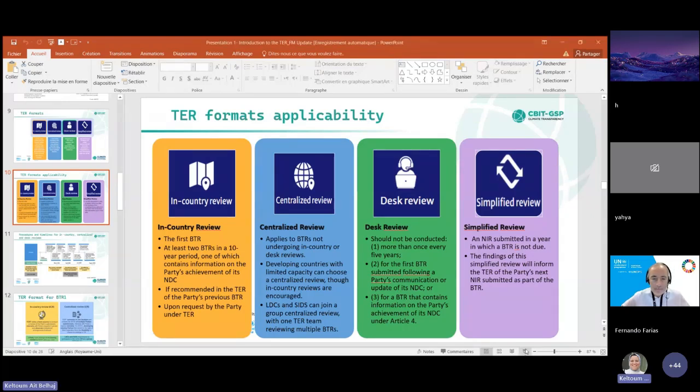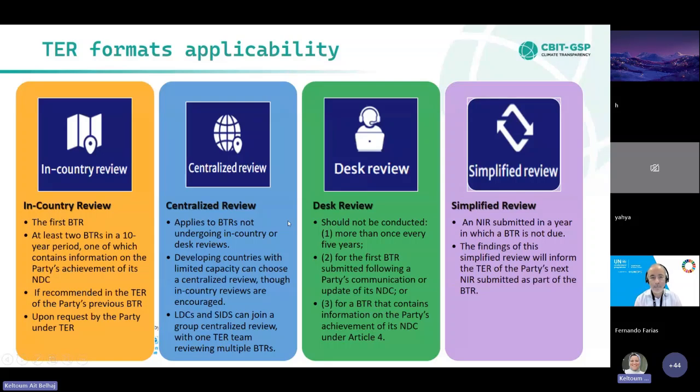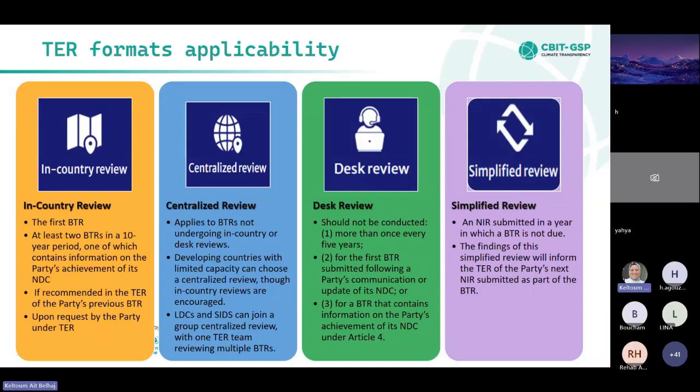Yes. Thank you very much, Fernando. Mr. Bushan, this is one of the slides that we already prepared for one of our webinars. It says that for in-country review, at least 2 BTRs in a 10 year period, which means not 5 years, not 4 years, but 2 in-country reviews in a 10 year period. Like, for example, for 5 BTRs, 2 of them need to conduct an in-country review.